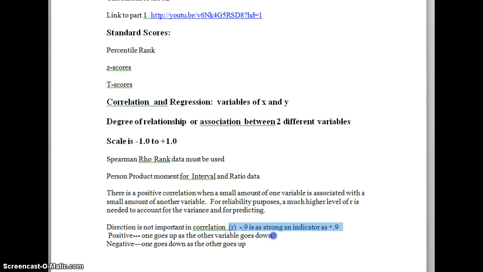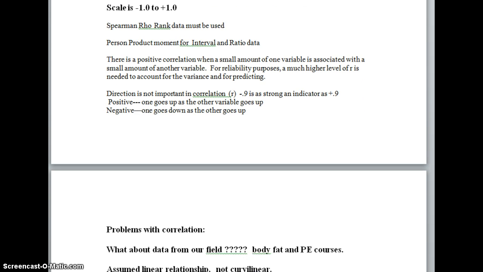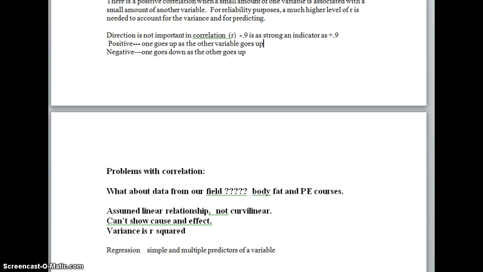I have a mistake here. One goes up as the other goes down. That's not right. Let's correct this. Let's correct this right now. This needs to be goes up, because it's a linear relationship. And so let's make sure that one is corrected. And now, of course, what are some problems with correlation?